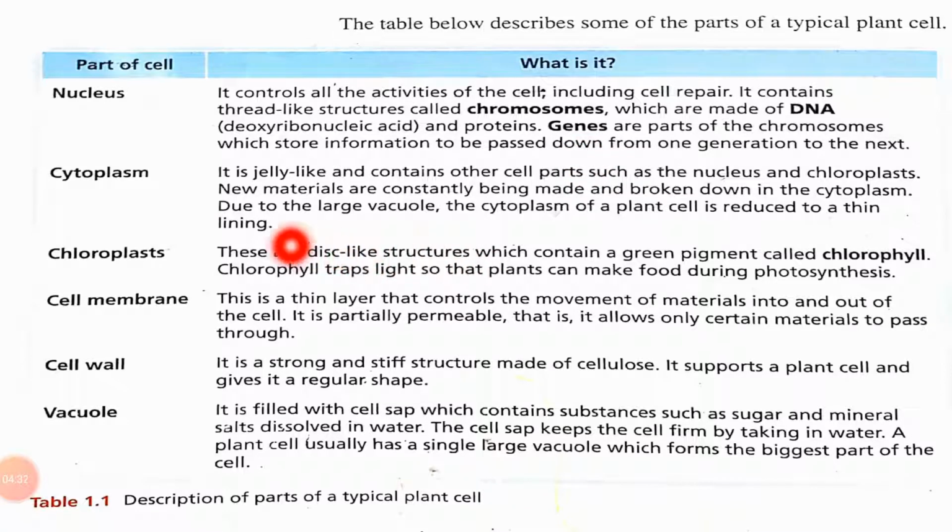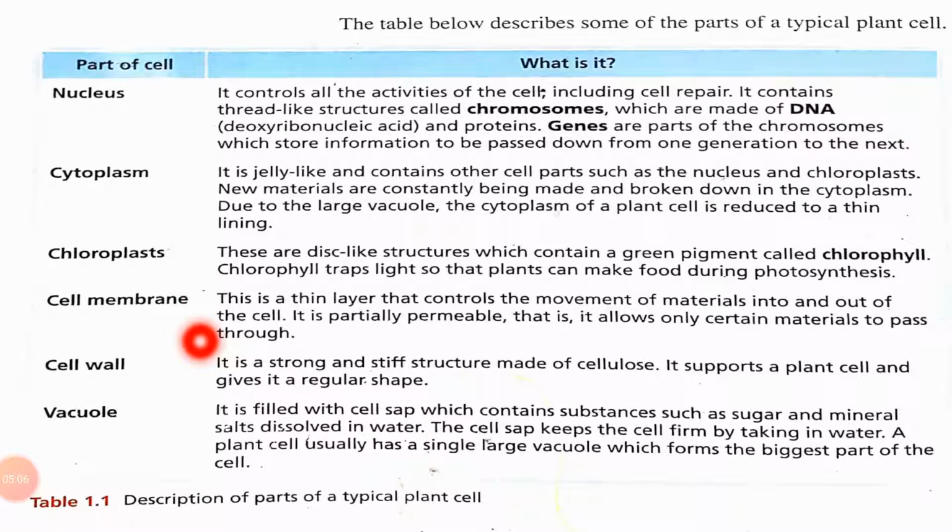Okay, the next thing is the cytoplasm. It is jelly-like, and it contains all the other parts of the cell. The next thing is the chloroplast. It is a disc-like structure. It contains the green pigment, that is chlorophyll. What is the function of chlorophyll? It will trap light so that the plants can make their own food during photosynthesis. This is the part that is present in plant cells and absent in animal cells.